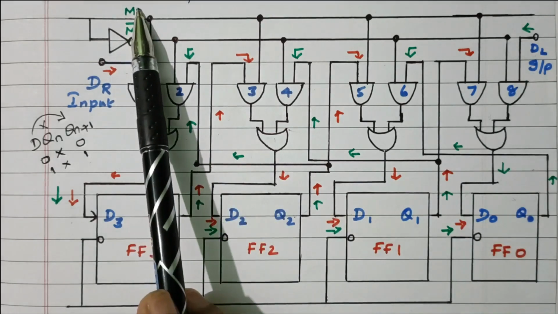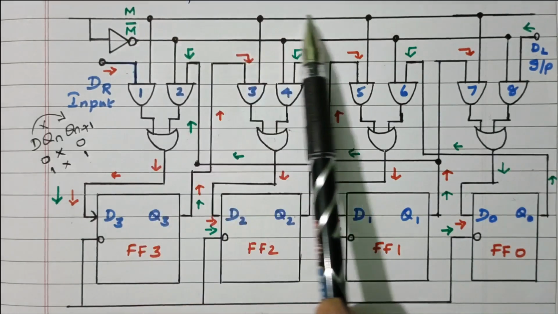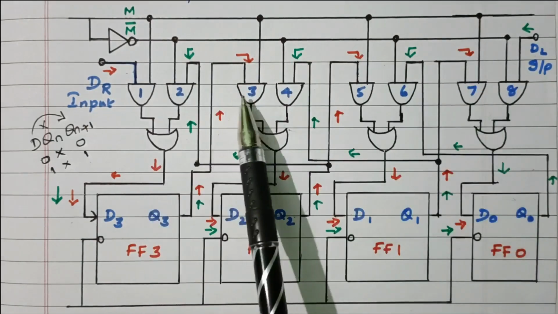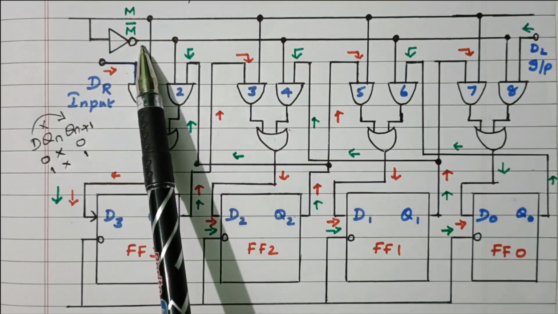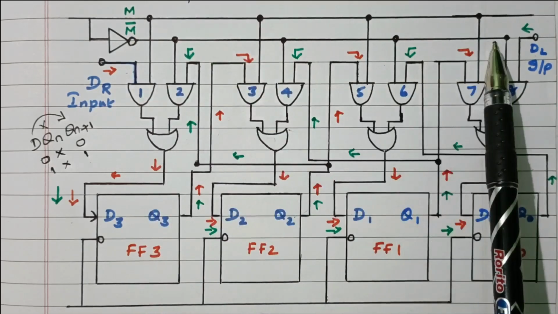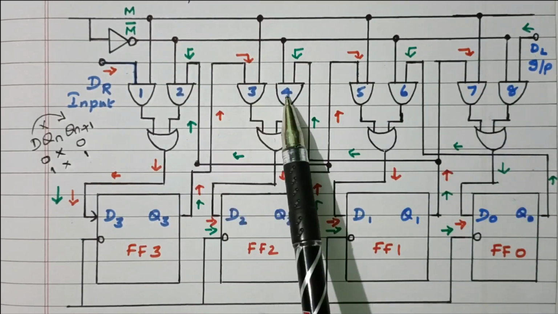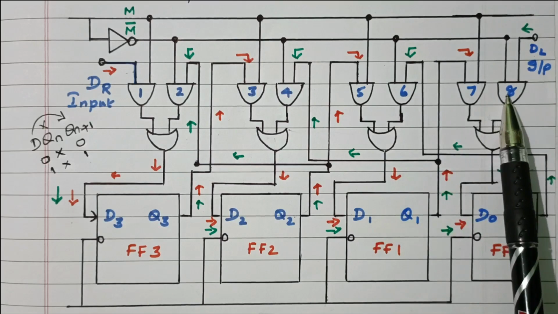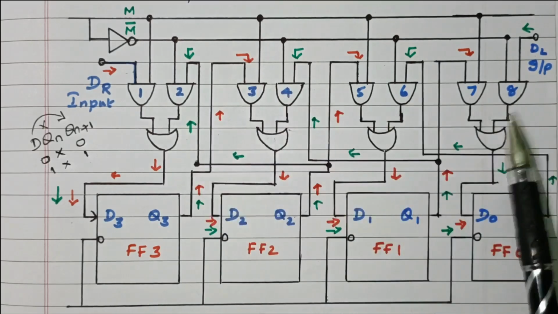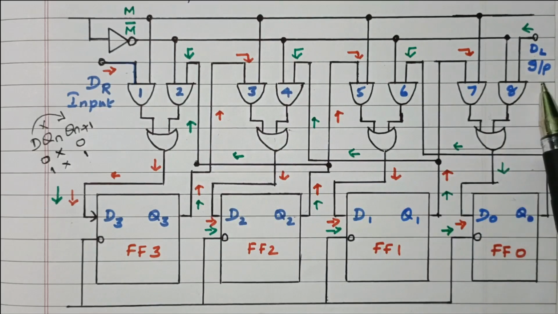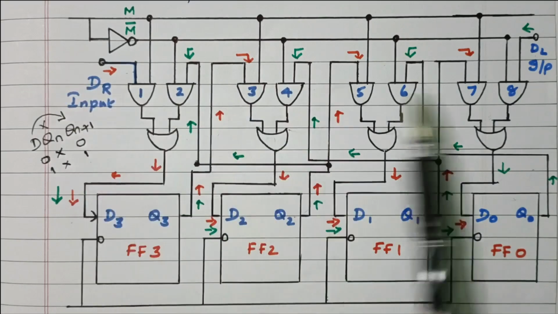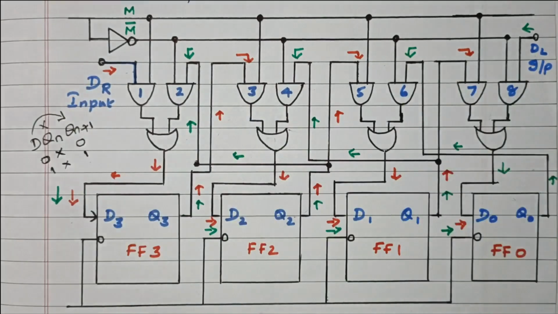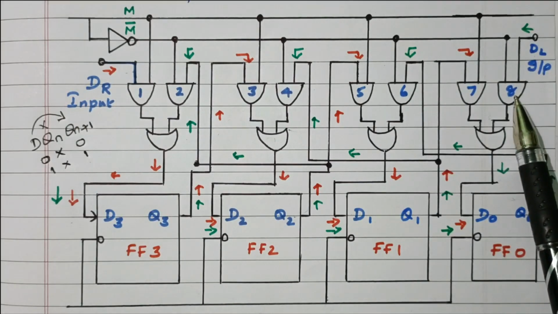Suppose if M is 0, what happens? This line is deactivated, that is, the 1, 3, 5, 7 AND gates are deactivated. Here 0 means M bar will be 1. So this line will now be activated. What is that? The AND gates 2, 4, 6, 8 are activated now, the even numbers 2, 4, 6, 8, right? So in the 8th gate we are giving the data which we want to shift left side. Now we are giving the data from this side, the left side. So the data is entered into the AND gate 8.